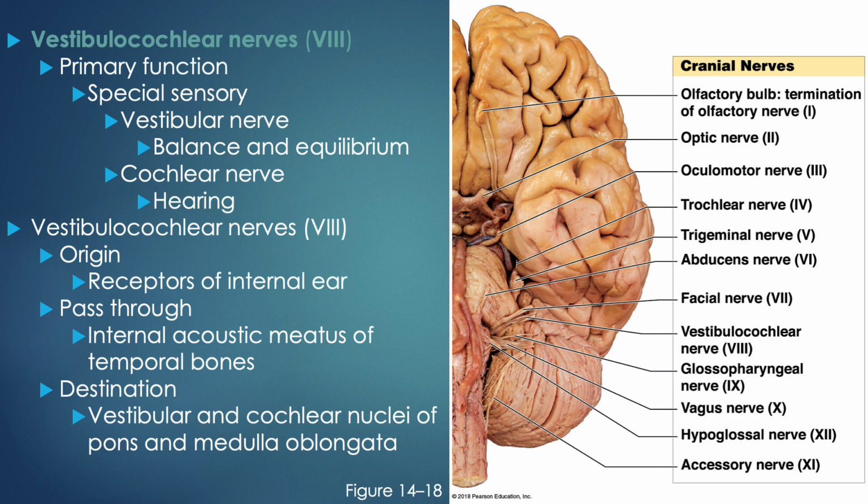The vestibulocochlear nerves are going to originate in the receptors of the inner ear, as we just saw in the previous image, and they'll pass through the internal acoustic meatus of the temporal bones and arrive at their destination, which is the vestibular and cochlear nuclei of the pons and the medulla oblongata.